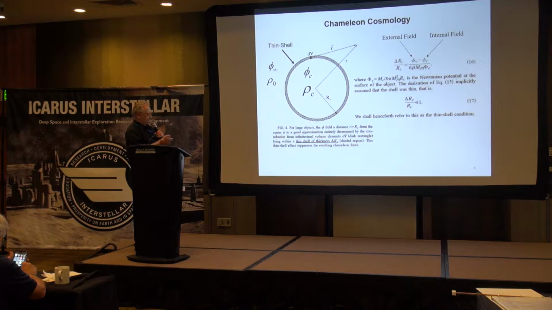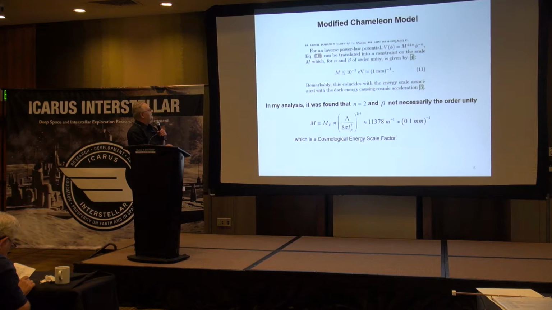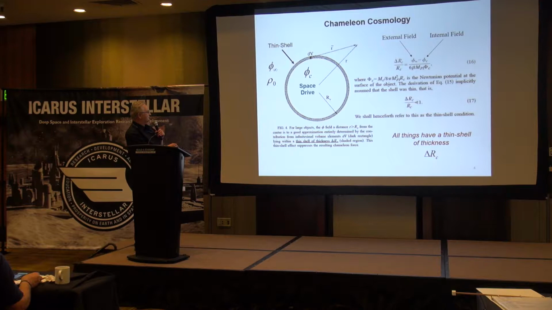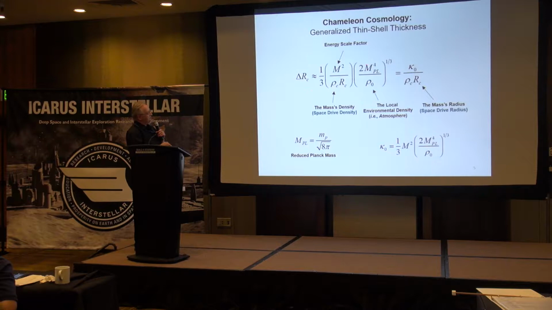So inside this would be your mass. And then they have a thin shell mechanism, which basically they say there's a thin shell of energy around all objects. And they have a formula that you can calculate the thickness of this thin shell, which I'll rewrite on the next slide. Basically, all things have a thin shell of a given thickness. And I was able to rewrite their thin shell equation to be more of an engineering form that we can understand instead of in the field form that they had.